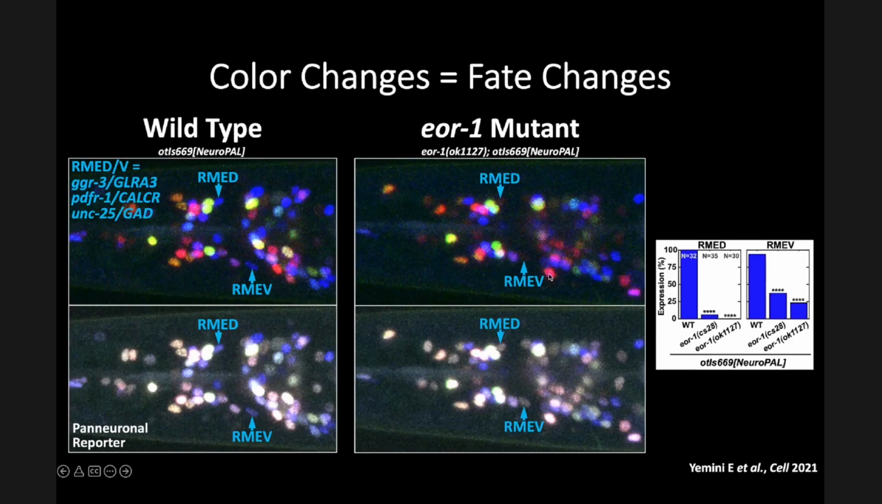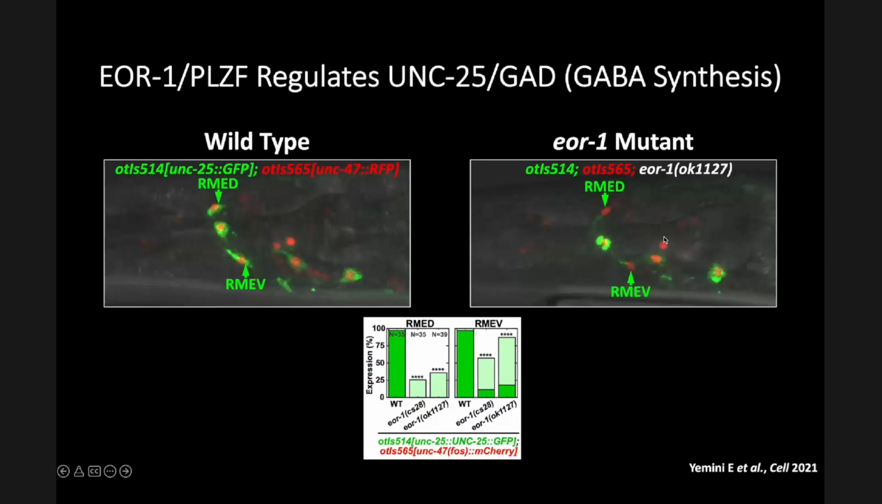These neurons lose it; most of the animals have no blue in those neurons. And this is just confirming it with another reporter, right? So if we bring in something totally different that has nothing to do with NeuroPAL, we find again that we can confirm that we lost this particular gene, UNC-25, as well as the other genes that the NeuroPAL shows us that we've lost in these particular neurons.